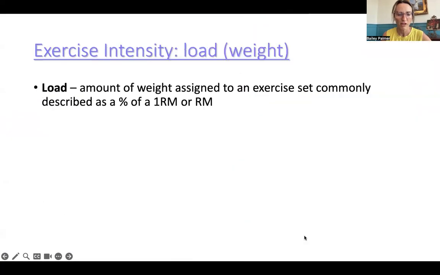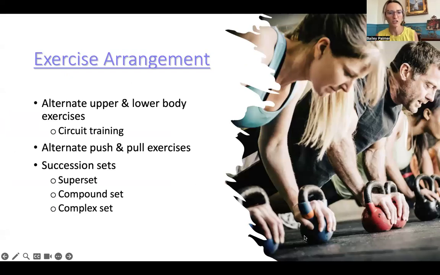All right, here are some other arrangements that we can do. One is alternating upper and lower body exercises. We can do this with a circuit. A circuit is usually at least 3 exercises performed back to back before you go back to that very first one. This helps train cardiovascular fitness as well as muscular endurance. Push-pull exercises help to ensure that you're not training the same muscle twice, if that's your goal. So you would do an exercise that requires pushing and then an exercise that requires pulling.